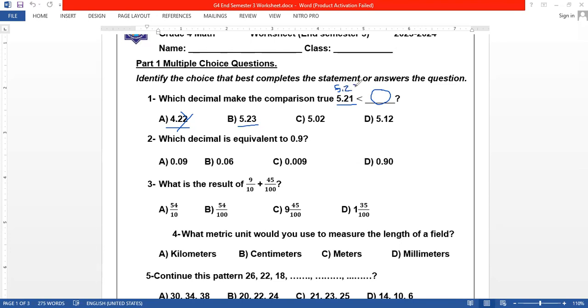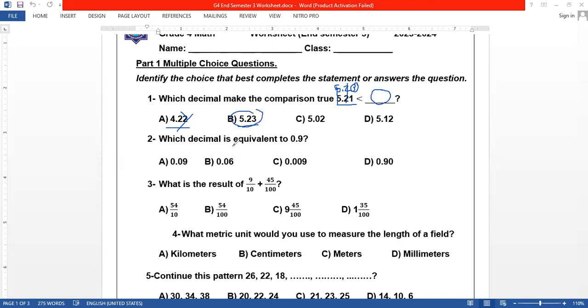5.23. When we compare the ones, same. We keep comparing until they are different. Now, dot, the tenths is 2. Now, the hundredths, here we have 3. Here we have 1. So, the choice B will be the answer.